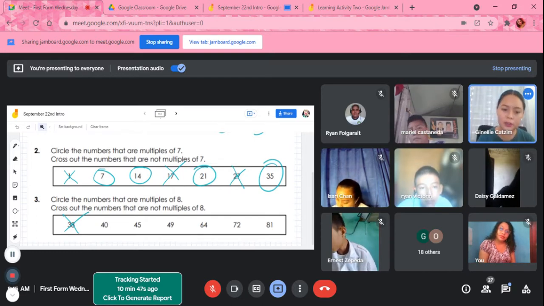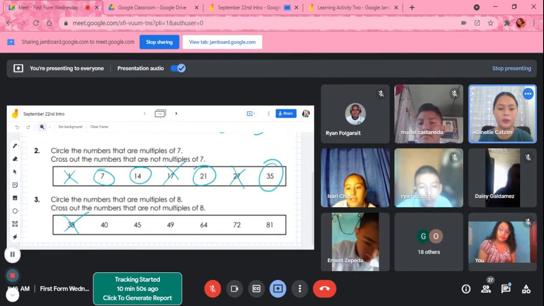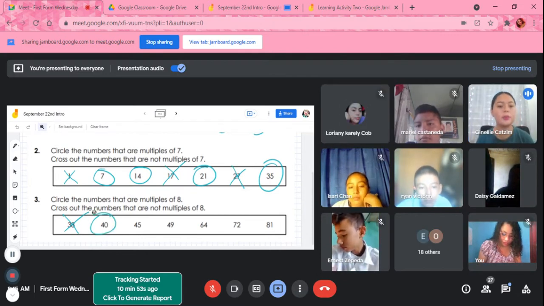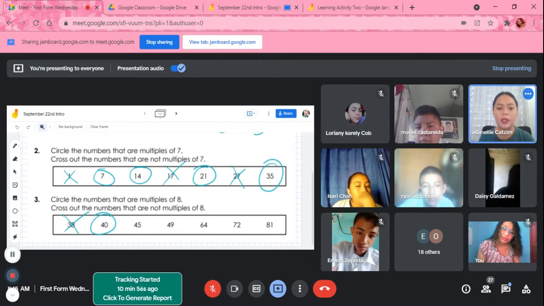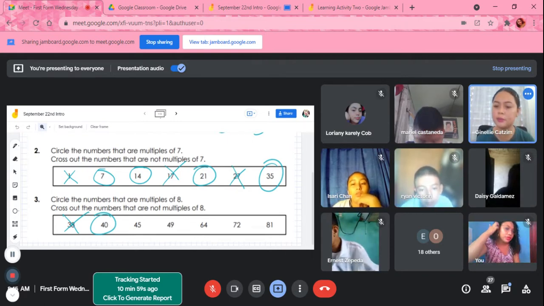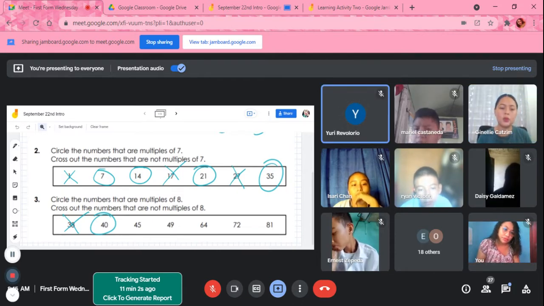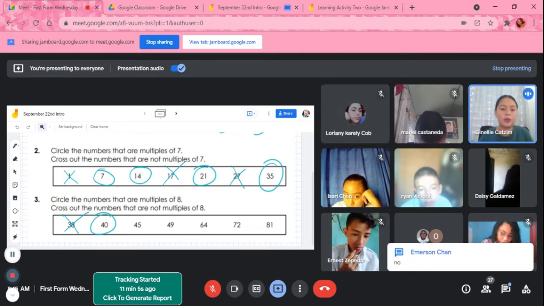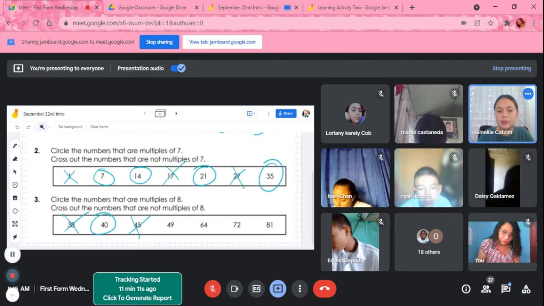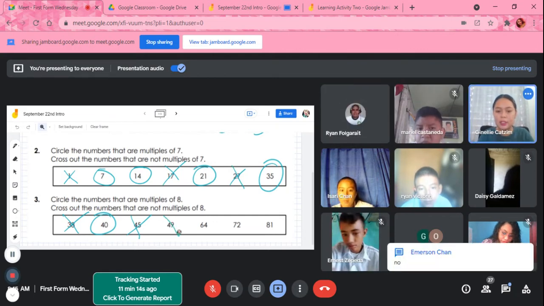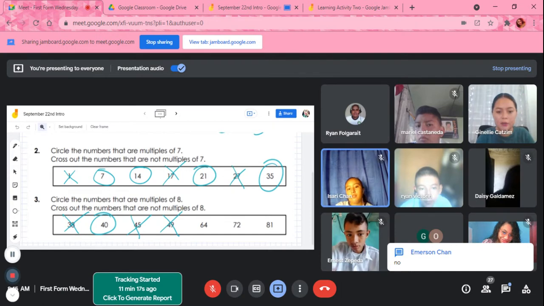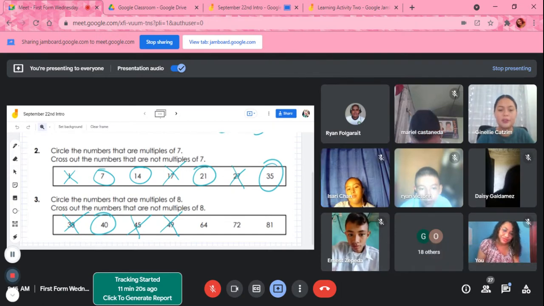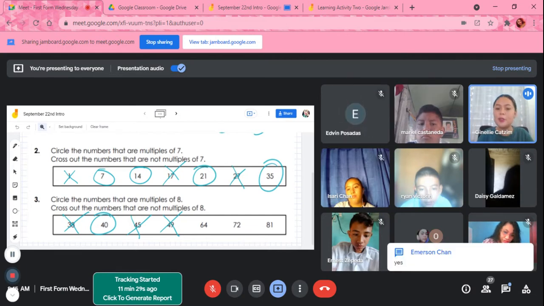Now, 40. Yes. Very good. 40 is a multiple, we multiply 8 times 5 to get 40, right? Now, 45. No, miss. Right? We can't multiply a number by 8 to get 45. Is 49 a multiple of 8? No, miss. Okay, very good. 64. Yes. Very good. What do we multiply 8 by to get 64?